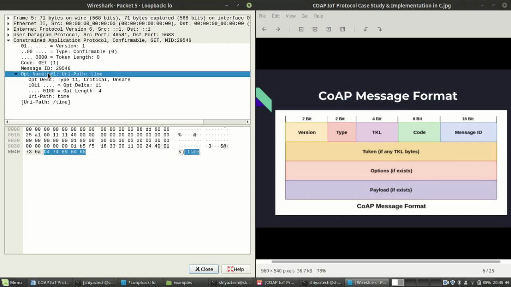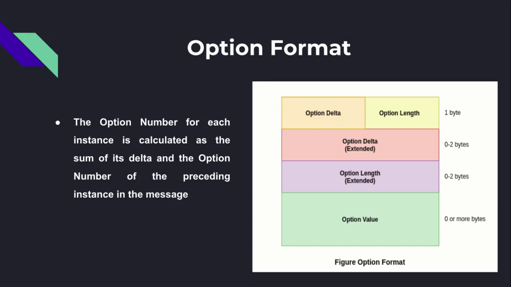So let's see what an option is. CoAP defines a number of options that can be included in a message. Each option instance in a message specifies the option number of the defined CoAP option, the length of the option value, and the option value itself. Both request and response may include one or more options. Instead of specifying the option number directly, the option number for each instance is calculated as the sum of its delta and the option number of the preceding instance in the message.